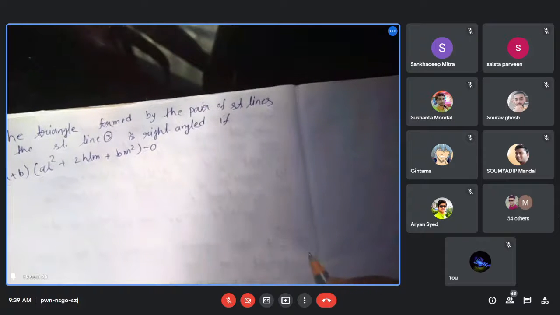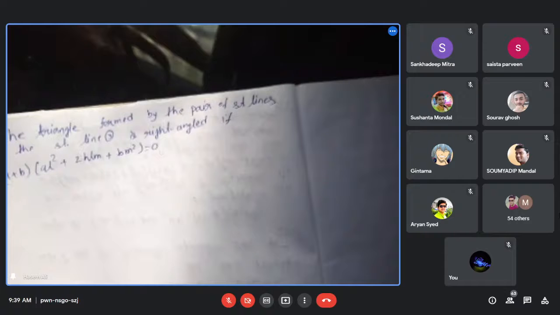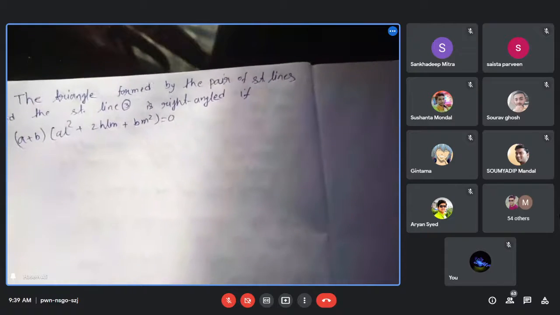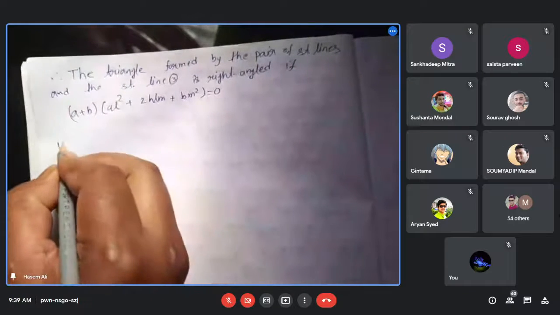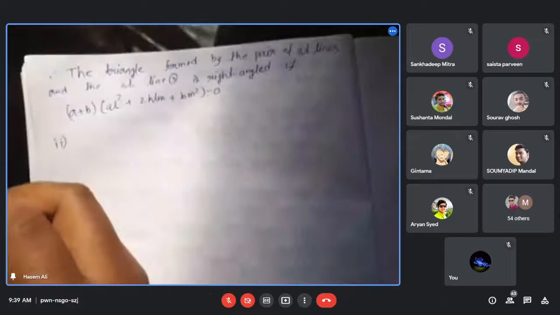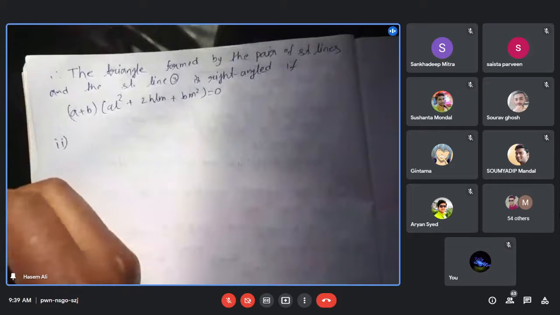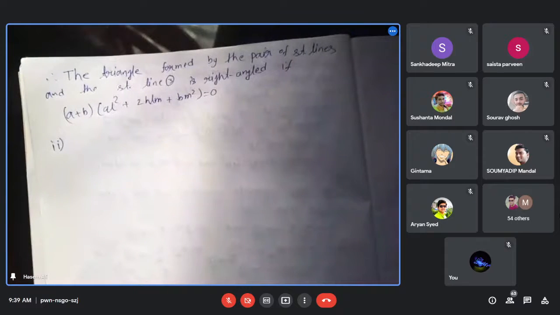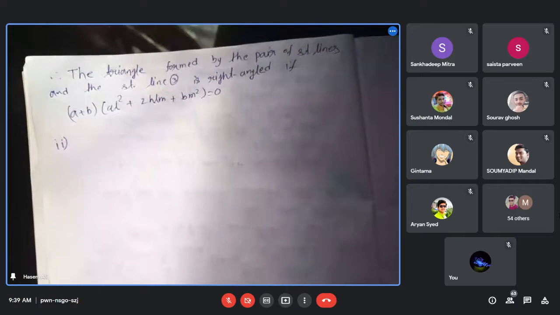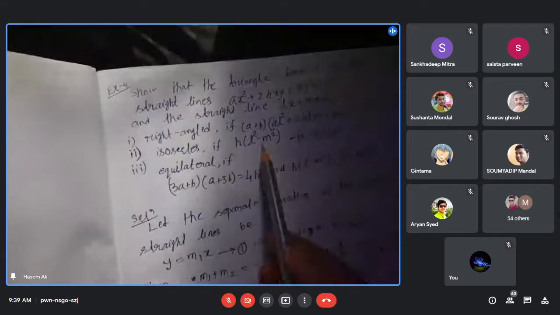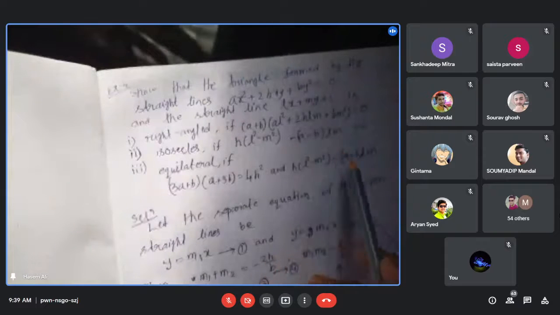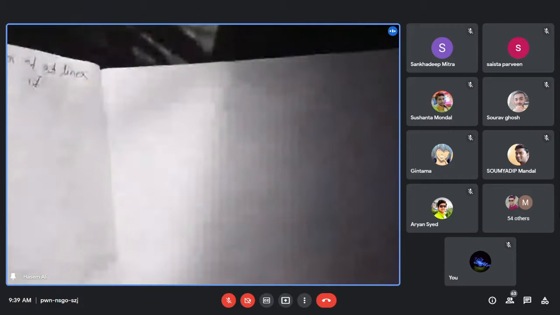Okay. Now the second part. The triangle will be isosceles if this condition holds: h l square minus m square minus a minus b lm equals 0.